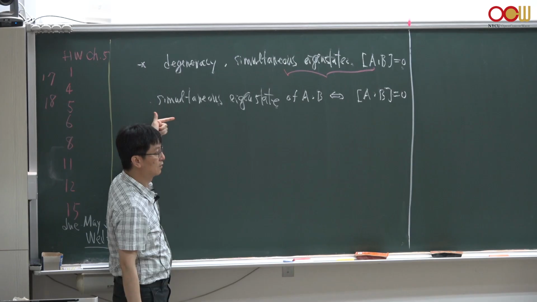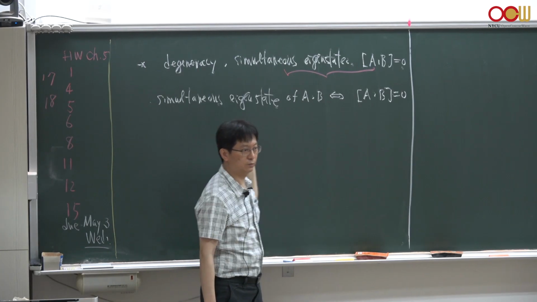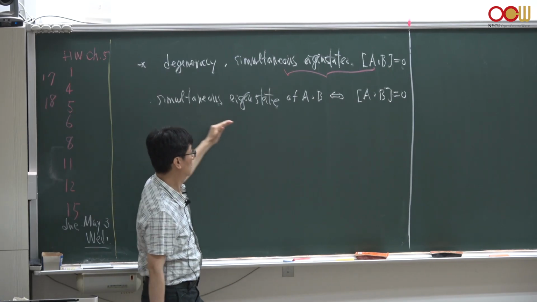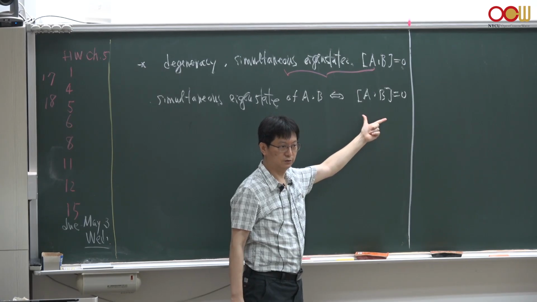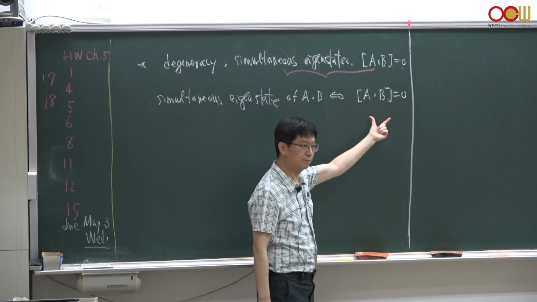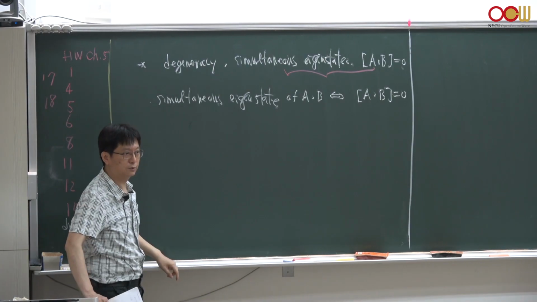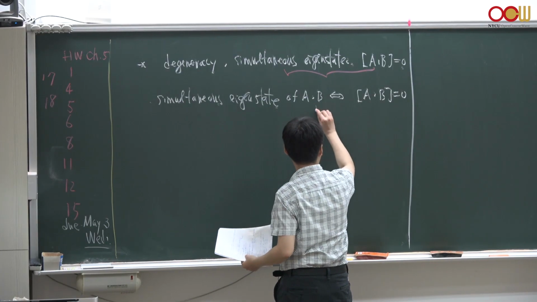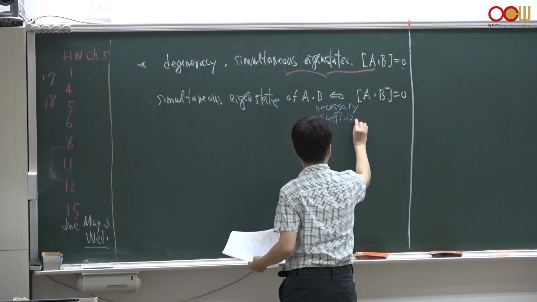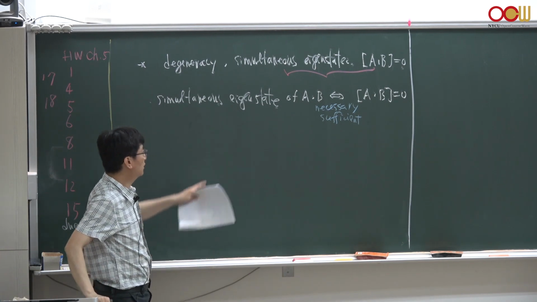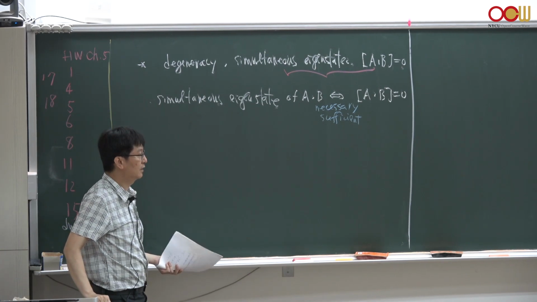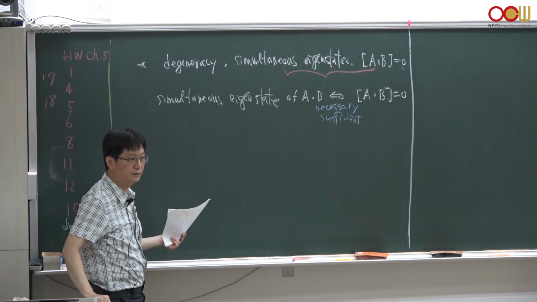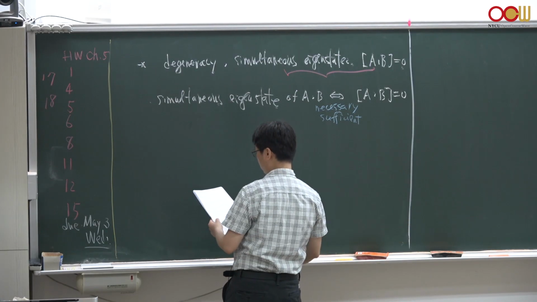Meaning we can go from the left to the right or reverse from the right to the left. If we have a simultaneous eigenstate of A and B, then A and B must commute. Or if A and B commute, then we must be able to find a simultaneous eigenstate of A and B. This is both a necessary and sufficient condition. In other words, you can consider them as equivalent statements. So let's prove this statement.